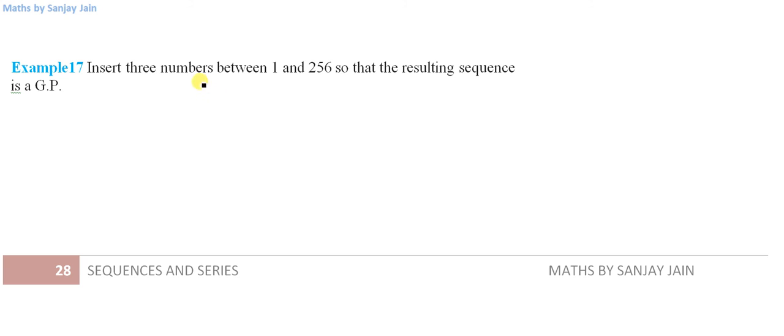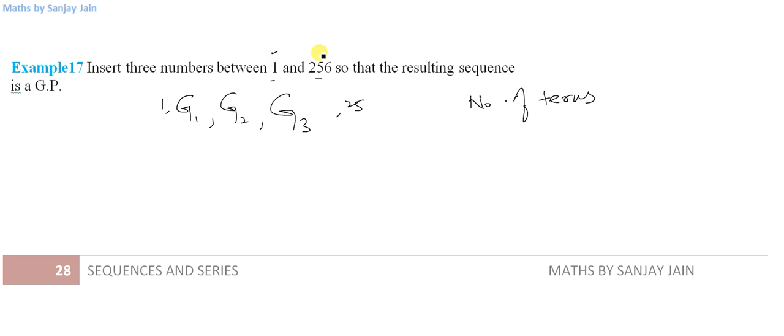Alright, insert 3 numbers between 1 and 256 so that the resulting sequence is a GP. This is an easier one. 1 and 256. Let these 3 numbers be G1, G2 and G3. And now this resulting sequence is a GP. What does it mean? Now in this GP, if you see, what is the number of terms? Number of terms is 3 terms that I've inserted and 2 terms that were already there. So total number of terms is 5, right?